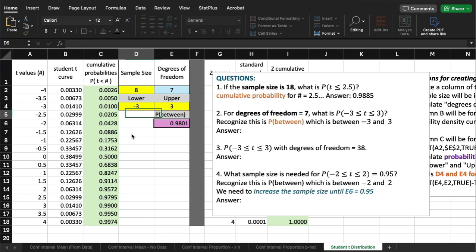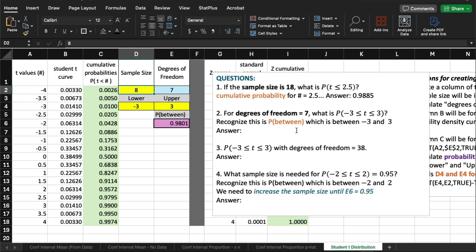And they don't have to be the same numbers. They don't have to be opposite in sign from each other. They could be slightly different. You just need to make sure that in D4 you have the lower one, and in E4 you have the upper one. So I'm making sure that I have all my information correct.